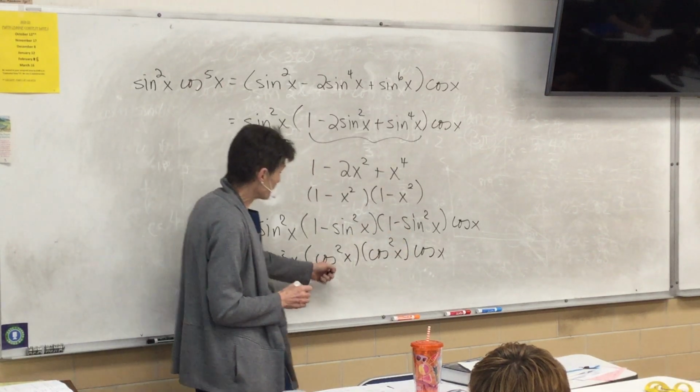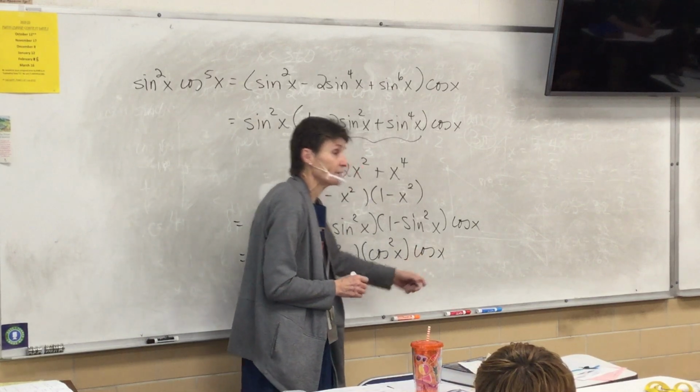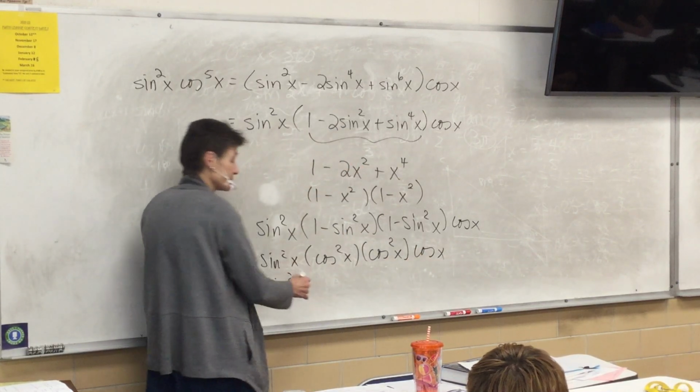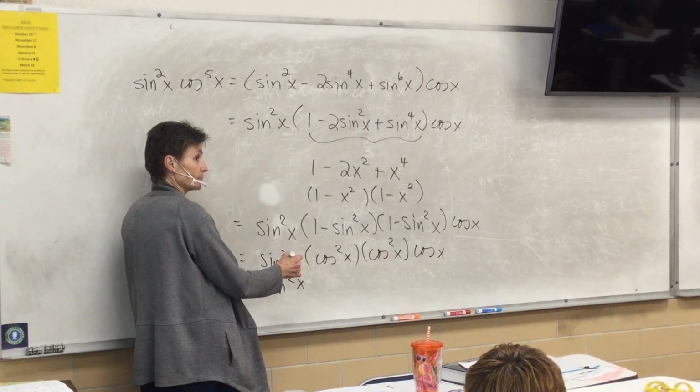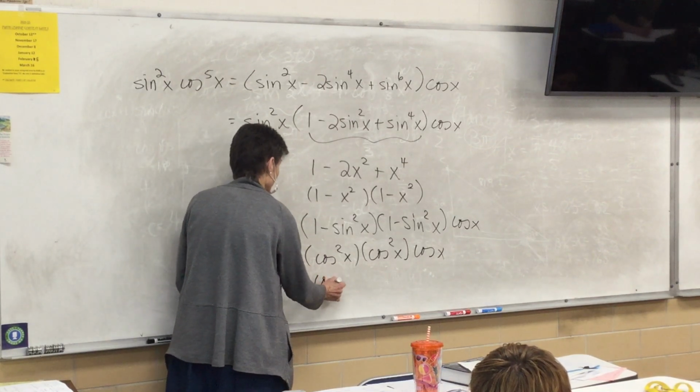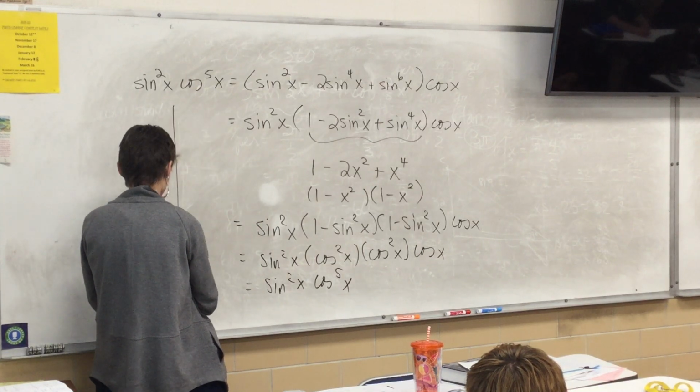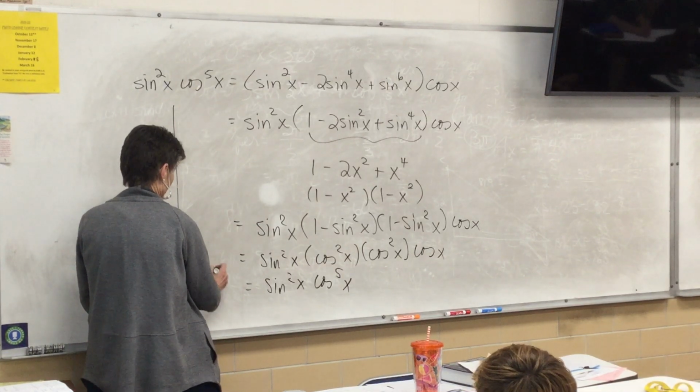So what have you got here? Cosine squared, cosine, all multiplied together is cosine to the fifth. And you did it. You did exactly what you were supposed to do.